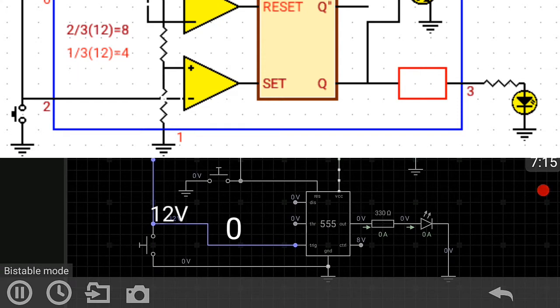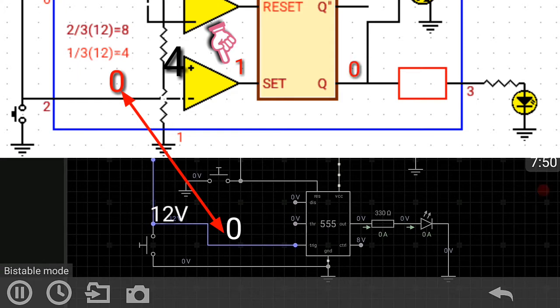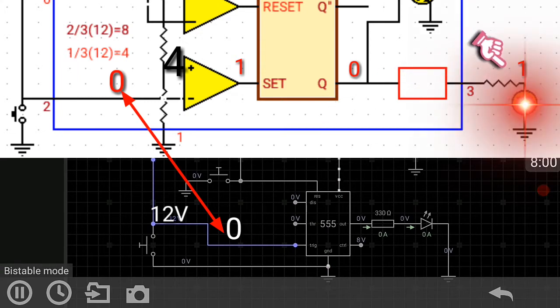So let's inject from pin 2 by 0 volt, and the positive input is 4 volt, greater than the negative input, which is 0 volt. Therefore, the output of comparator 1 will be logic high. So when the output is logic high, then the output from Q of the flip-flop circuit will be logic low, and the output from pin 3 will be logic high. Now you can see the LED is glowing.